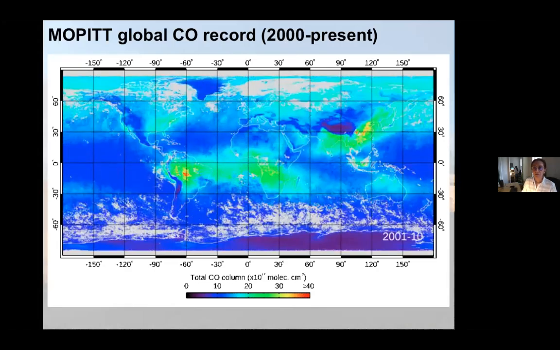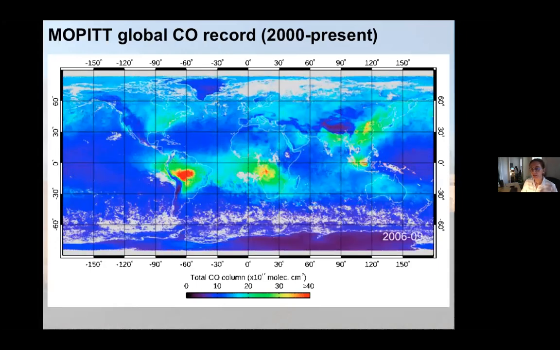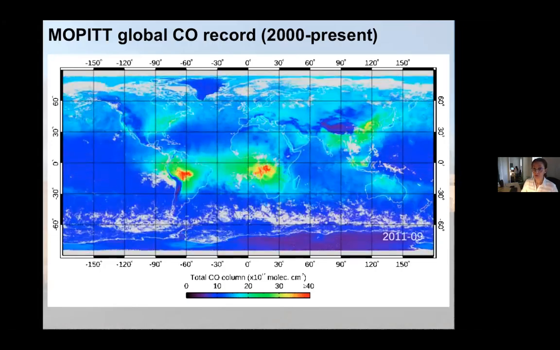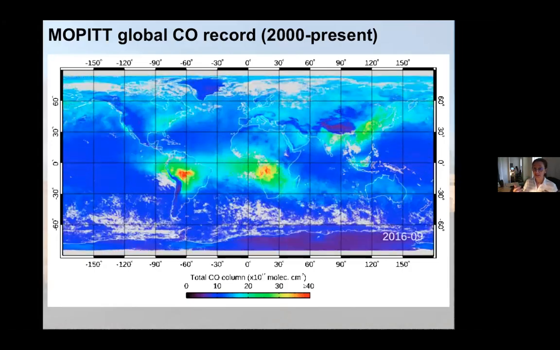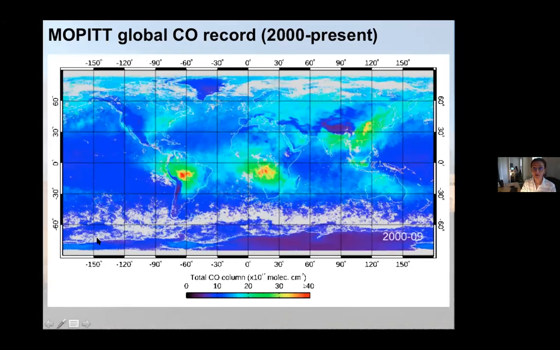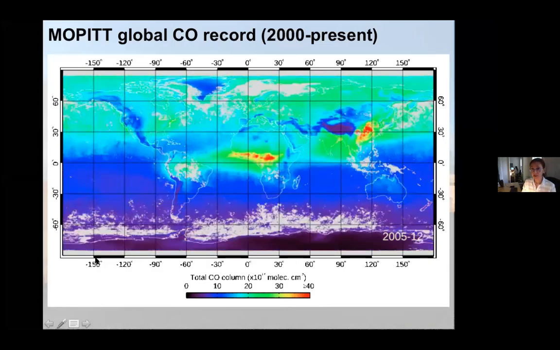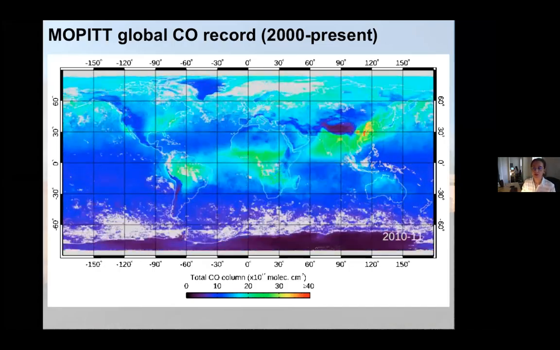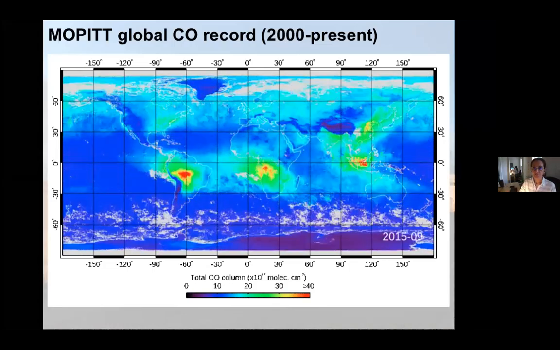And here you have the entire MOPITT dataset since 2000 till last month or so. Each frame is the average for one month worth of retrievals. And to me, it's very interesting because it's like I can see the Earth breathing. You can see differences between the northern and southern hemisphere, just like in that 70s paper. You can see that in the southern hemisphere, in general, CO is lower, because in the north we have more population, more industry, more heating, more cars producing CO. And you can see that very clearly here.